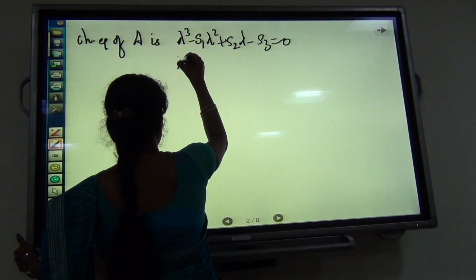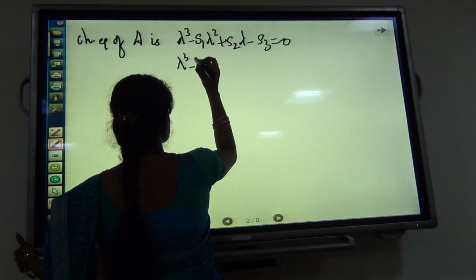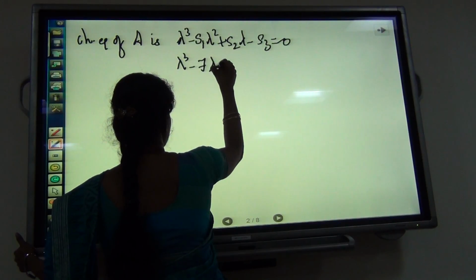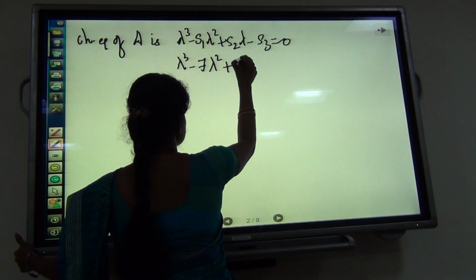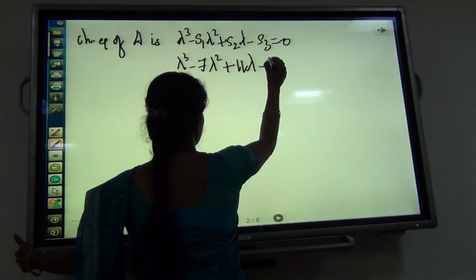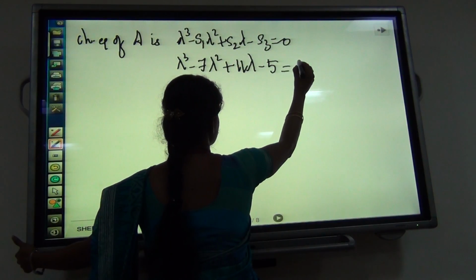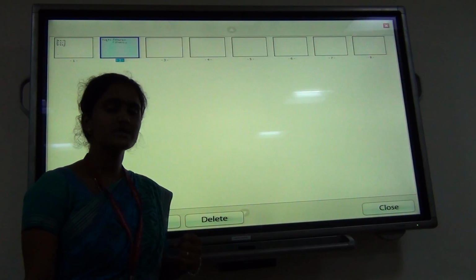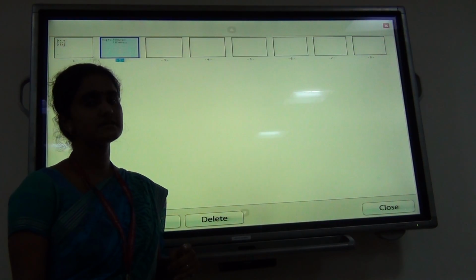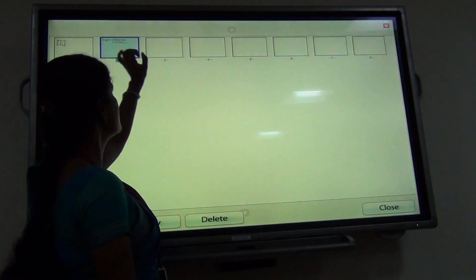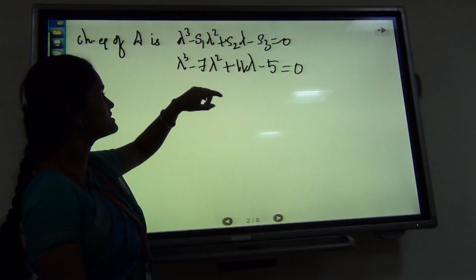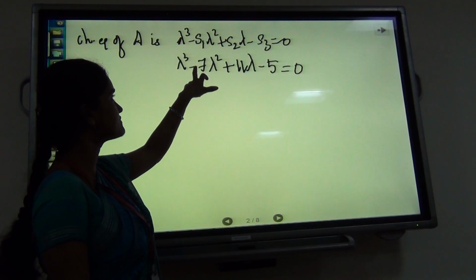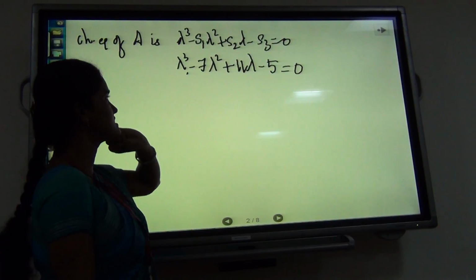What is that? Lambda cube minus 7 lambda square plus 11 lambda minus 5 is equal to 0. This is the characteristic equation. Now the second step is we need to get the roots or the eigenvalues of the square matrix through the characteristic equation.